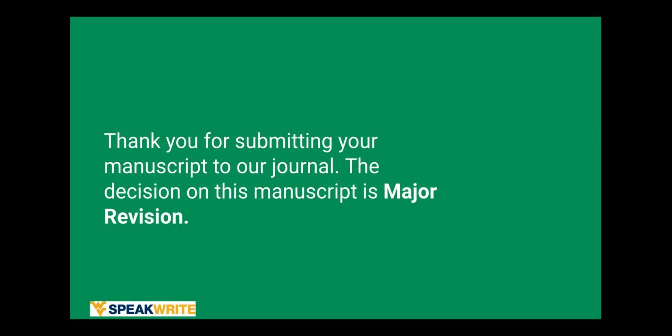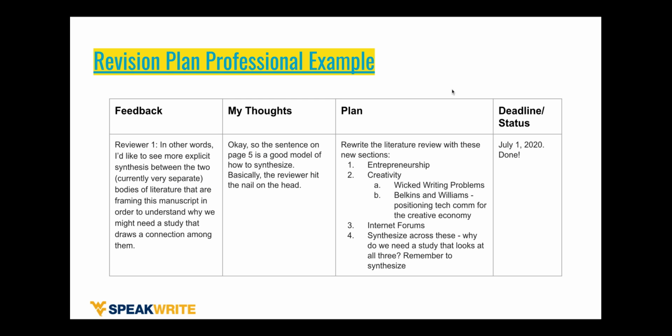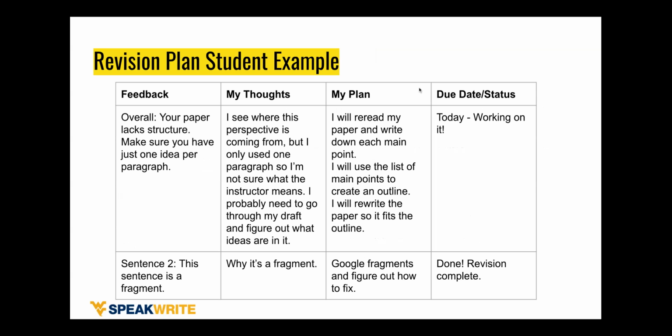This is something that happens all the time in the professional writing world. For example, your professors submit articles to academic journals and they get emails back like the one on the screen. Editors will say, "Thank you for submitting the manuscript," and they might decide that the manuscript needs major revision. In these situations, professional writers need to manage their revisions. And one way to do this is through the revision plan, like the one on the screen. So, as a student, you can come up with a revision plan to manage your instructor or peer feedback.